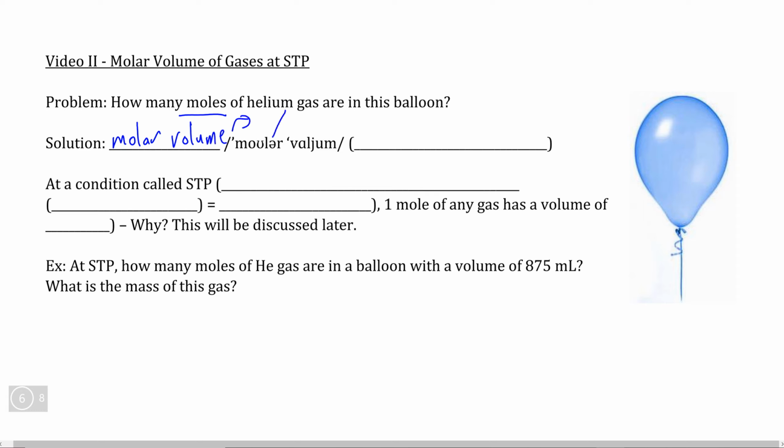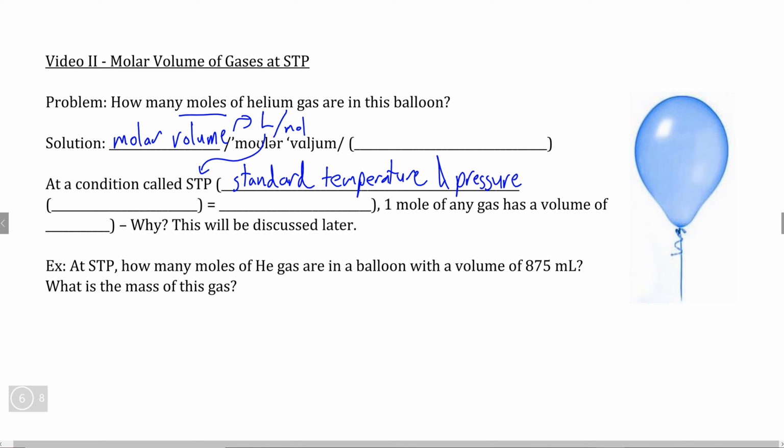Molar volume is a measurement of how many liters of space a gas occupies per mole of gas that we have. We use this measurement because at a specific combination of temperature and pressure, which is what we call standard temperature and pressure, we have determined a relatively specific measurement of the exact volume that gas occupies.